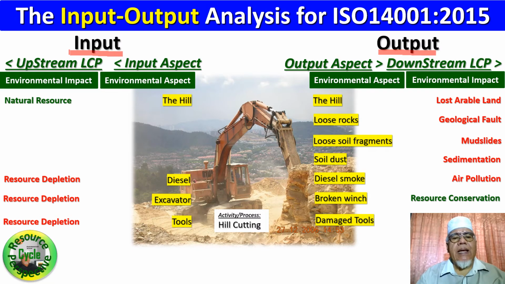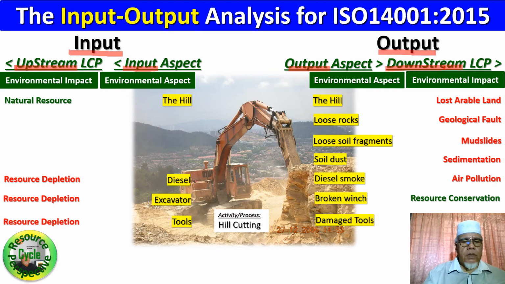If an aspect is an input aspect, we got to know where it comes from. How does it interact with the environment as it comes from its origin? Therefore, we got to look at the upstream of its life cycle perspective. There you are. All right. And if an environmental aspect is an output aspect, we got to know what happened to it next. How would it interact with the environment in the subsequent event of its life cycle? So we got to look downstream from its life cycle.